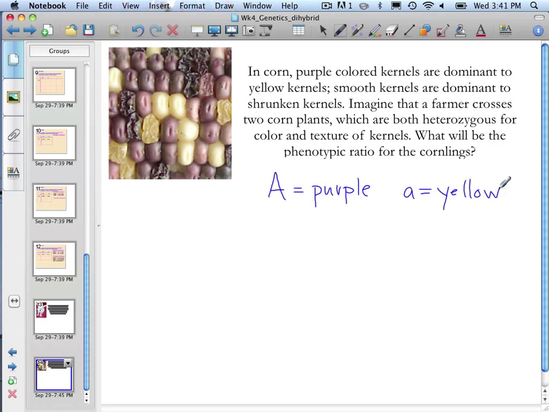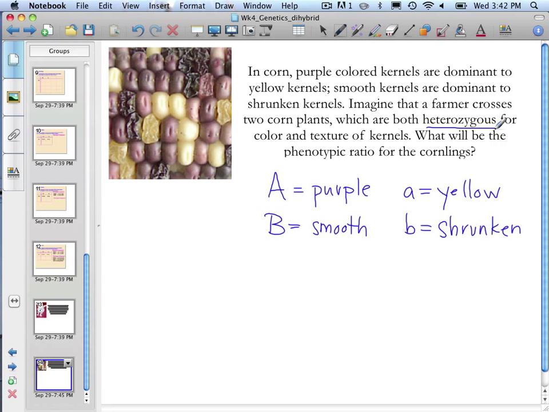color. And then it goes on to tell me that smooth kernels are dominant to shrunken kernels. So I'm going to pick another letter and say smooth is big B and little b is shrunken. All right. Now the problem tells me that I am imagining that a farmer crosses two corn plants, which are both heterozygous for color and texture. So what that's telling me is that both parents, in this case, are heterozygous for both traits.